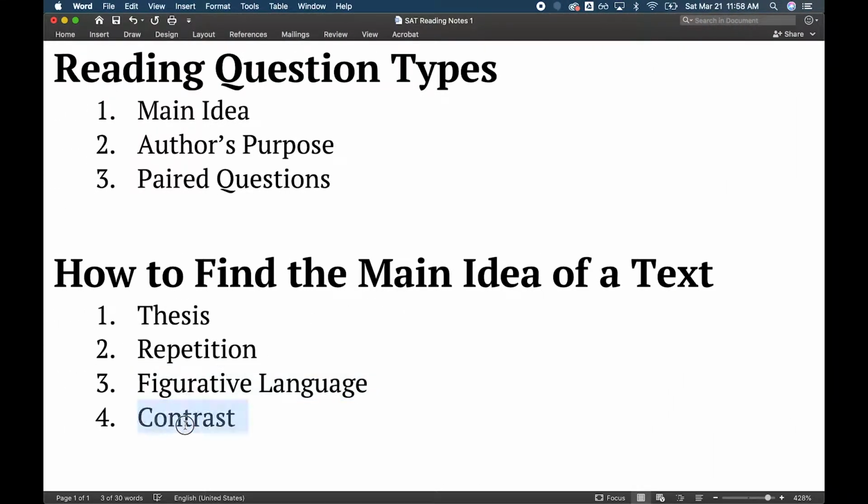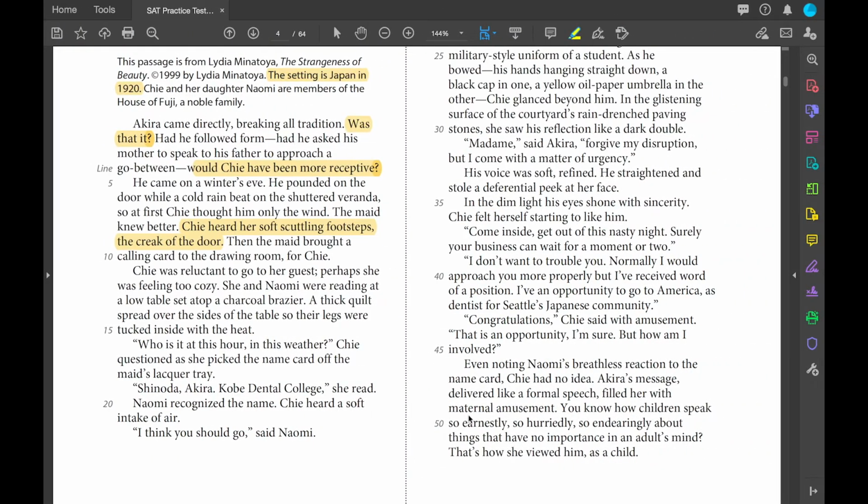All right, and then the last one is you want to pick up on any contrast or contradictions. So contrast is when two things are going against each other. And then contradiction is where you expect one thing to happen, but something else happens. So as you can probably guess here, the contradiction is that Chie at least expects, Akira expects Chie to be receptive, and she's not. She rejects him. So that's also the contrast here.